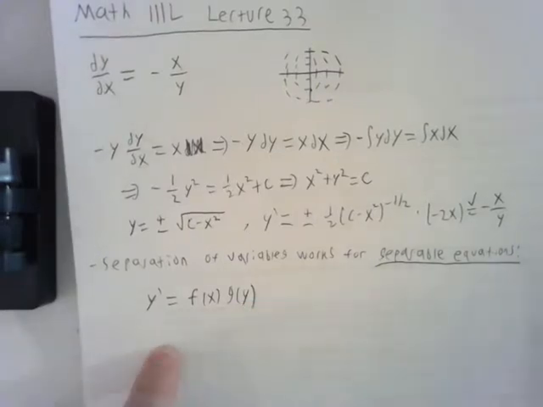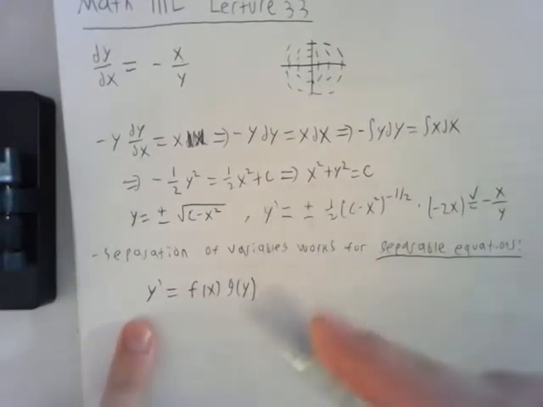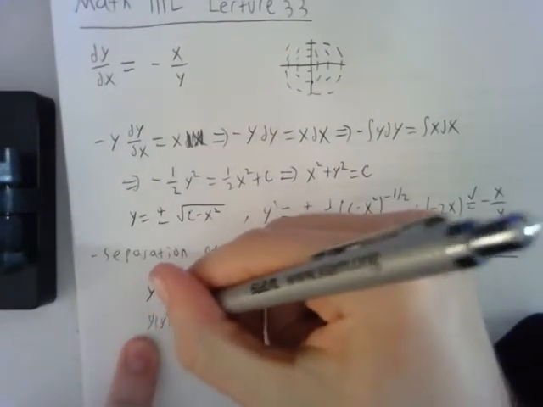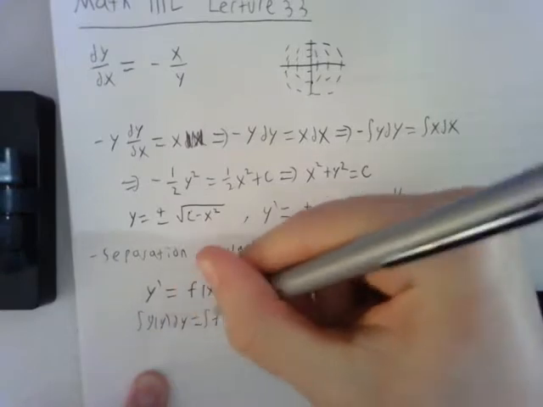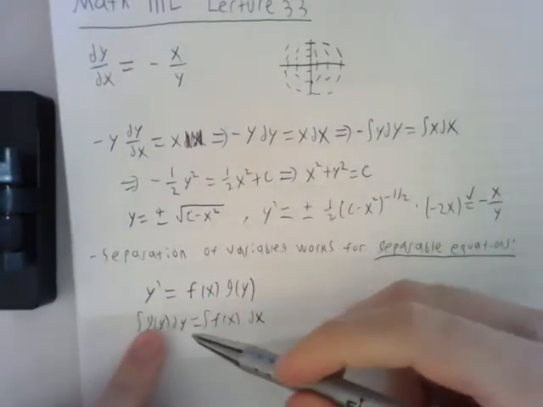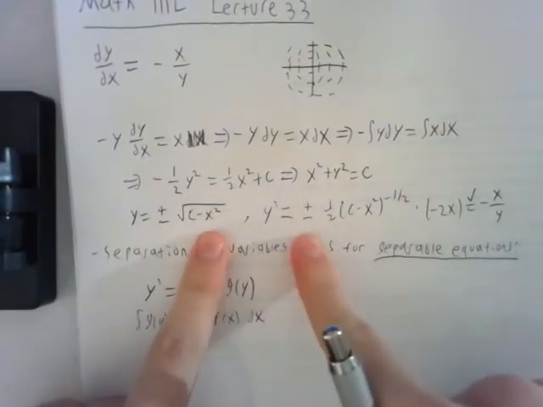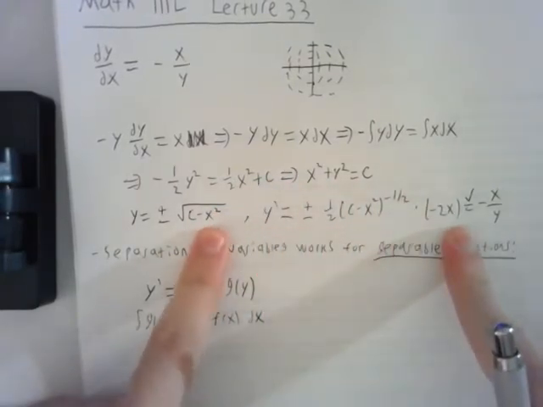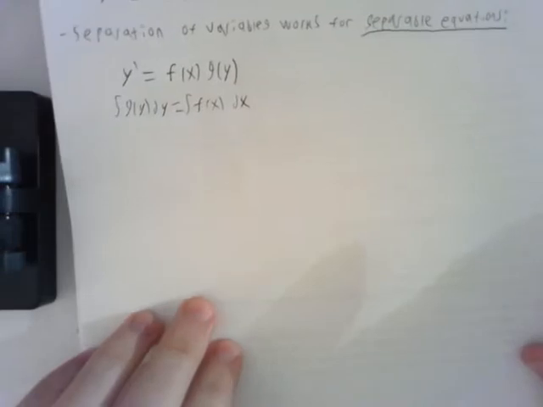So my general procedure to solve this will be: bring the g of y over to the left, write it as g of y dy equals f of x dx, then take the antiderivative of both sides. And if you knew what g and f were, you could actually calculate those antiderivatives in terms of x and y, like we did up here. Then you would rearrange your equation and solve for y, and that would give you a solution to your differential equation. So let's see some examples of how we can use separation of variables.